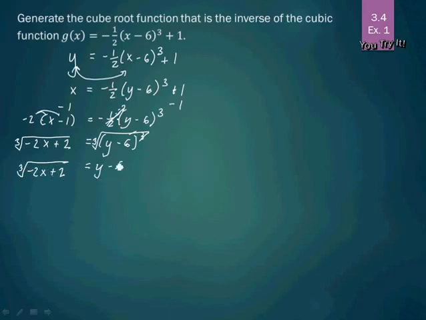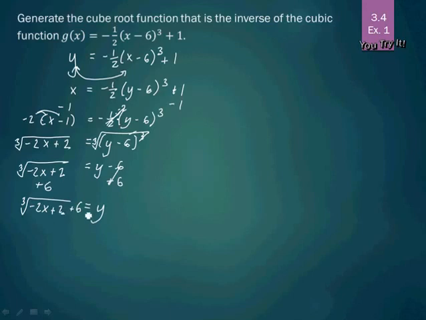So now we're almost finished. We just need to add 6 on each side, and then negative 6 plus 6 is 0. So we're left with y equals the cube root of negative 2x plus 2, plus 6, making sure that the 6 is not underneath the cube root.